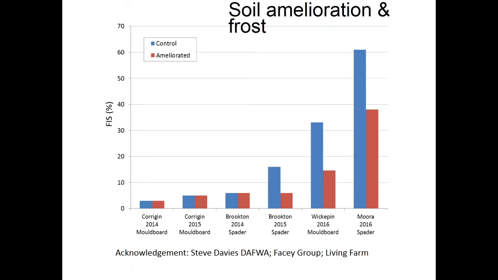This first chart shows a range of trials, one that I was actually involved in at Corrigin in 2014 and 15, and Brookton, 14 and 15. In those years, they were quite mild, with virtually no frost in 2014 and mild frost in 15. But what we did pick up at the Brookton site was a drop-off. You can see the red line there, where it was ameliorated, which is a spading site, a drop in frost-induced sterility. These two trials in 2016 showed a real drop-off, so a lot less frost damage due to the soil amelioration.